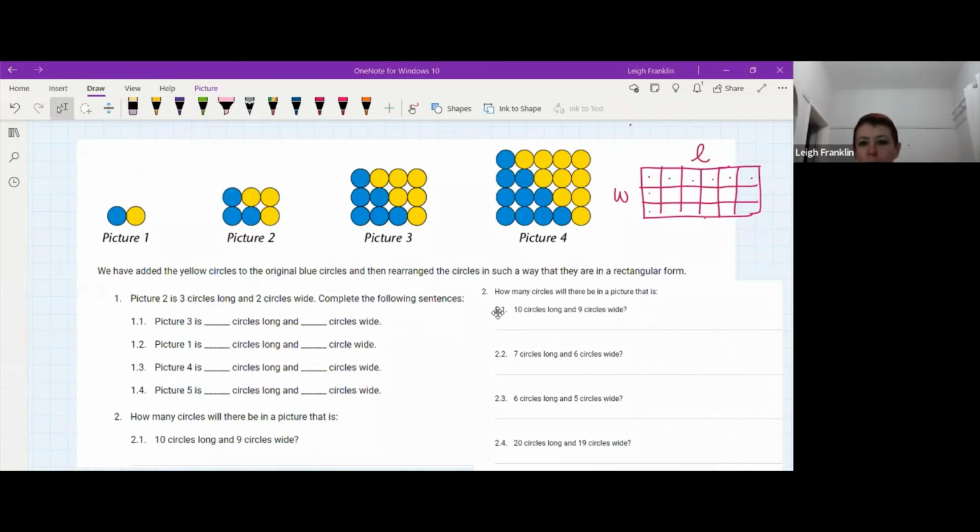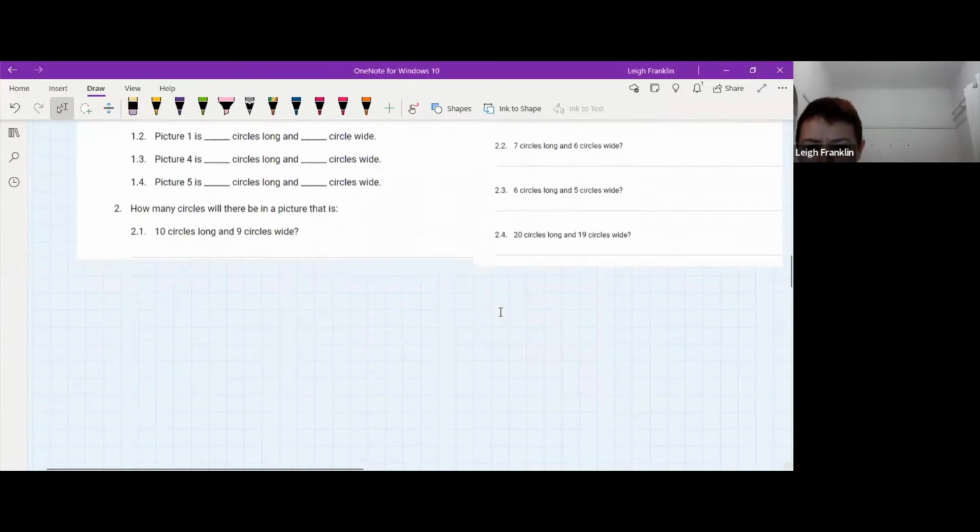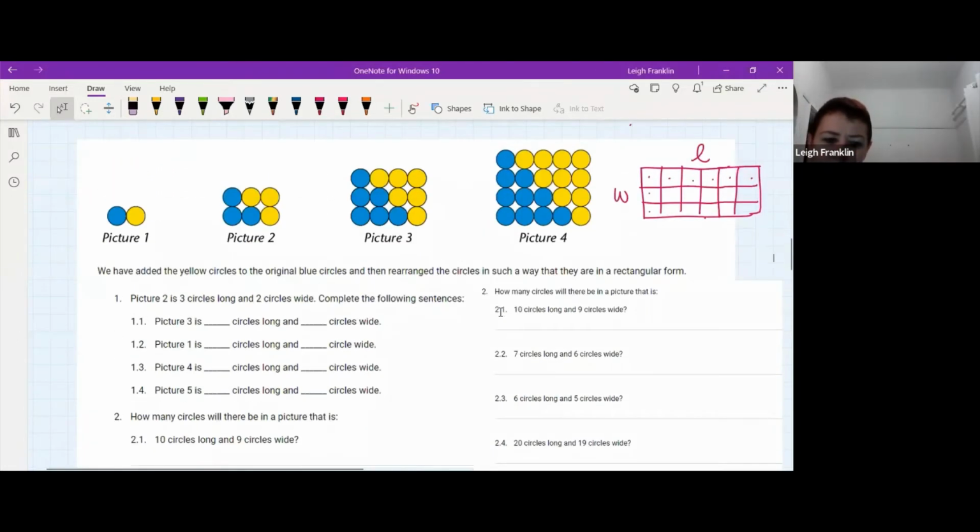Ma'am, is there any more after 2.4? No, 2.4 is the last question. Thank you. I'm done. All right. You done all the way to 2.4? Yes. Oh, wow. Okay. All right. Let's see who's saying done.